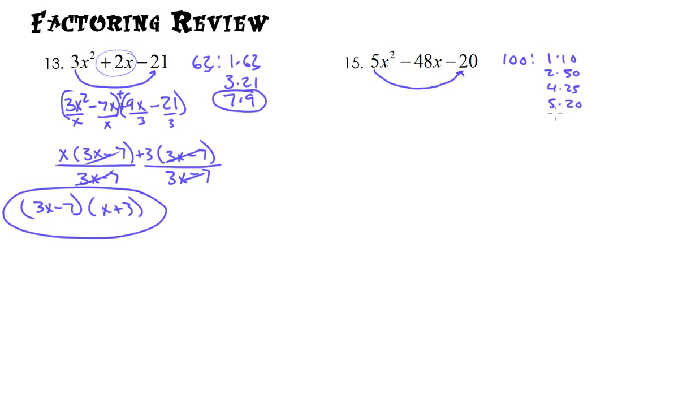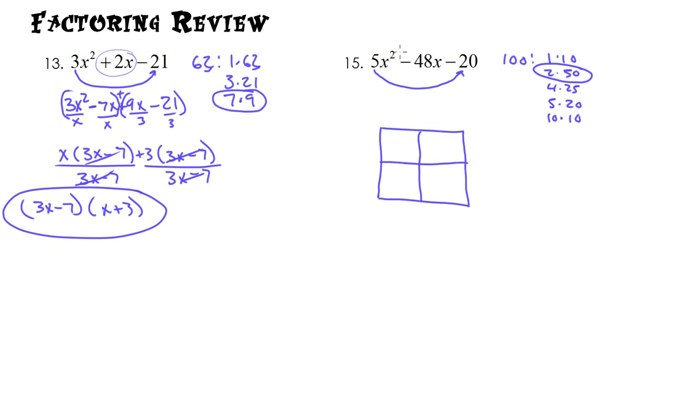Let's see, 3, 4, 5, 6, 7, 8. Doesn't work. 9, 10 times 10. I think those are all of our factors. Hopefully one of those has a difference of 48, which 2 and 50 do have a difference of 48. So what we can do instead is do this little box idea here.